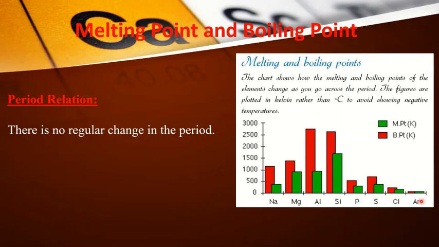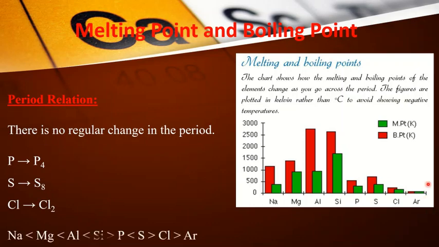And argon is a monoatomic gas. So the melting point and boiling point of argon is the least in this period. Look here. For this reason, the melting point and boiling point of sulfur is more than phosphorus. From sodium to silicon it gradually increases, but it is less for phosphorus. Again, sulfur is more than phosphorus. Chlorine is less than phosphorus and sulfur, and argon has the least melting point and boiling point.